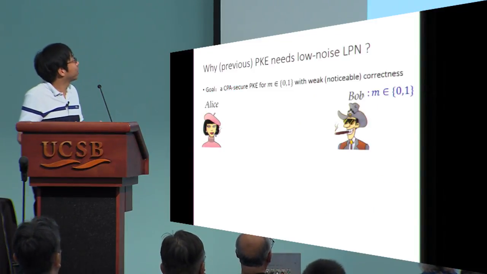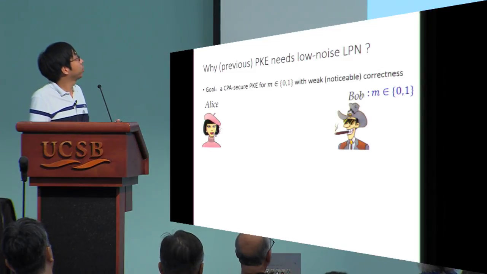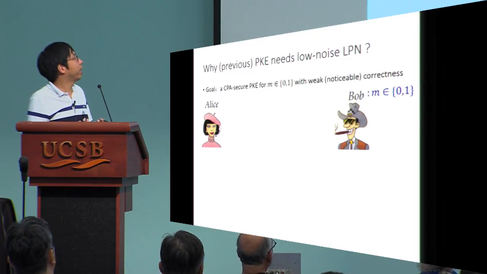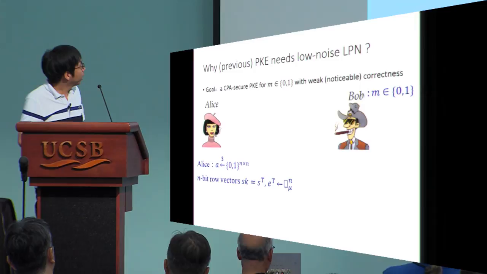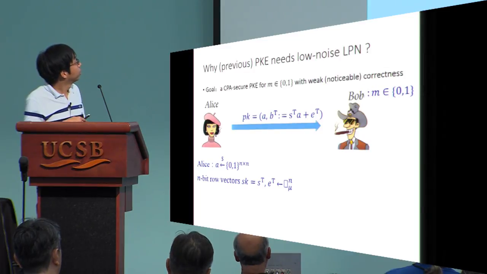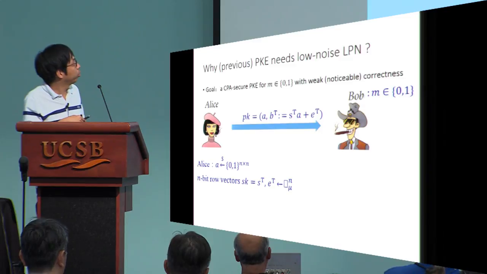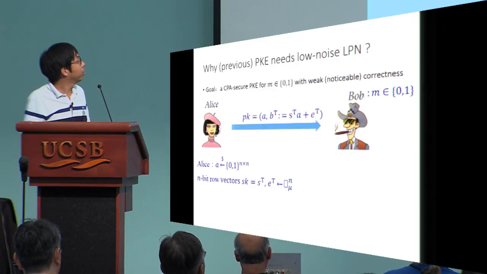Okay. And before we present the construction, we need to understand why previous PKE schemes need a low noise LPN assumption. Here we give a very simplified illustration. Say Bob wants to encrypt a single bit message M and send it to Alice so that Alice can decrypt with at least noticeable correctness. So to do this, Alice will sample a uniform random matrix, and she will also sample two secret vectors from the noise distribution. Then she will send the LPN samples corresponding to this matrix to Bob, which can be considered as a public key. And the secret key is actually this vector, and T means transpose. So these are transposed vectors, they are all row vectors.